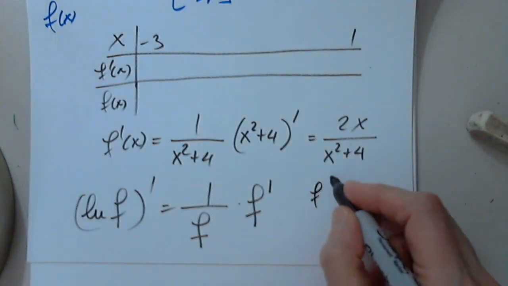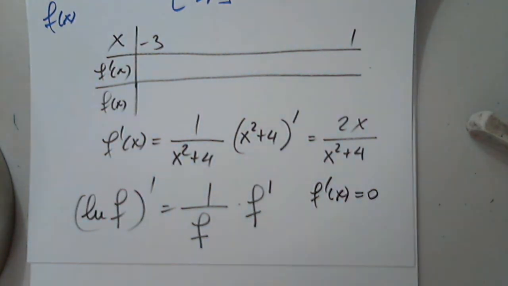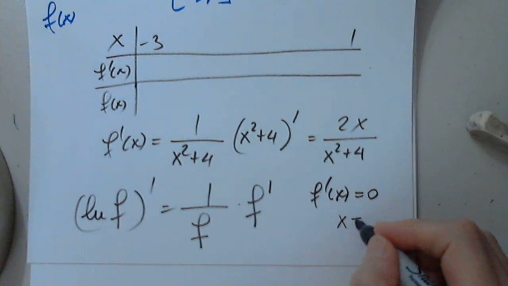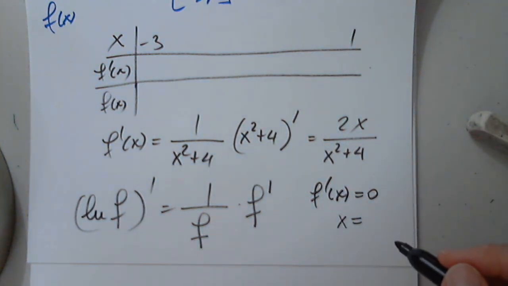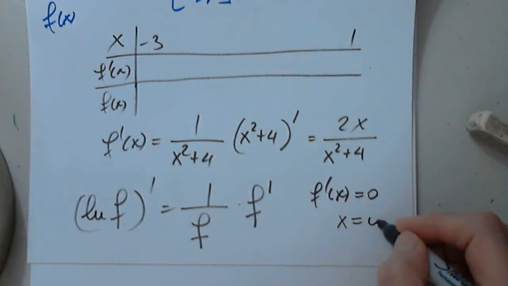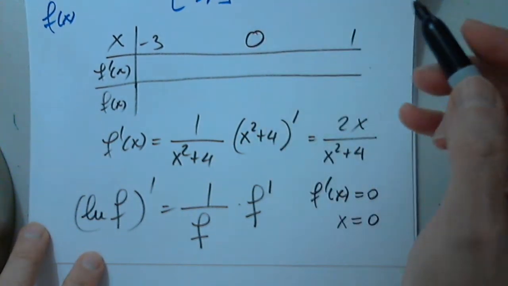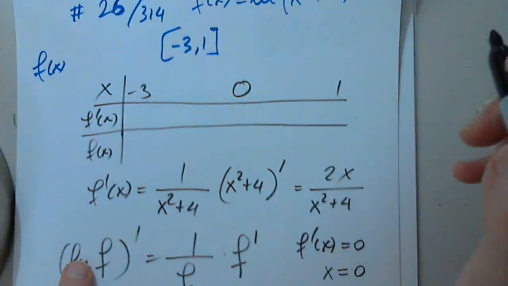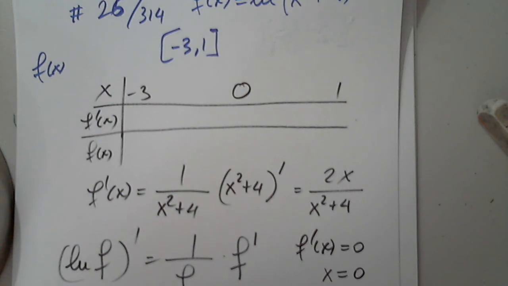Okay, so then f prime of x is 0. Can anyone give us the critical number here? 0. Excellent. That's it. There is nothing else. Good. So 0 in there.